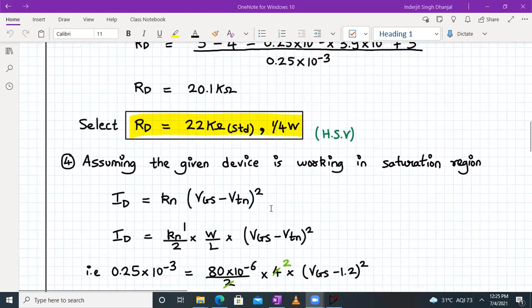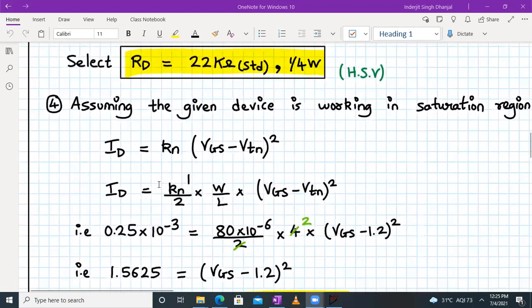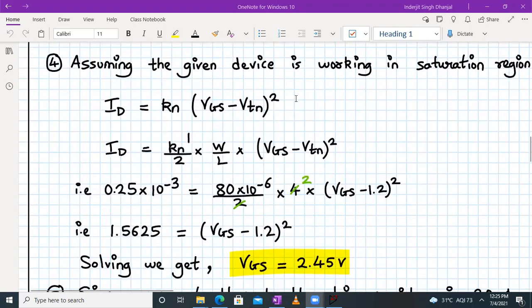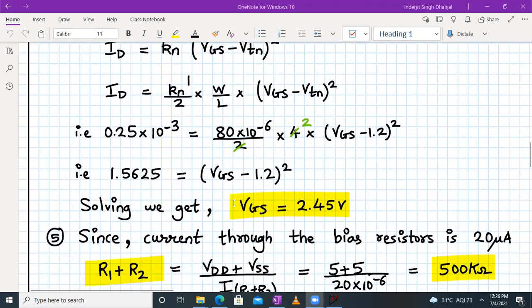Now we assume that the given device is working in the saturation region. So ID will be given by Kn dash VGS minus VTN the whole square, where Kn is given as Kn dash by 2 into W by L. Kn dash value is given, W by L value is given, ID value is given, and VTN value is also given. So substitute all the values, you will get the only unknown as VGS. By solving, we get VGS as 2.45 volt.